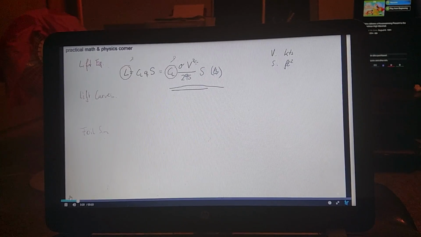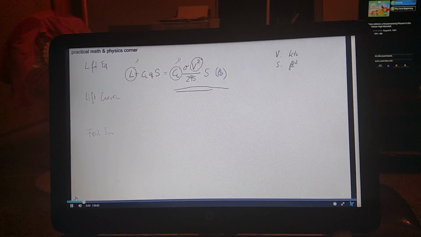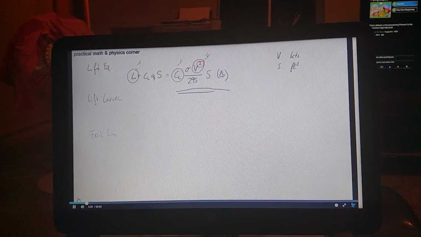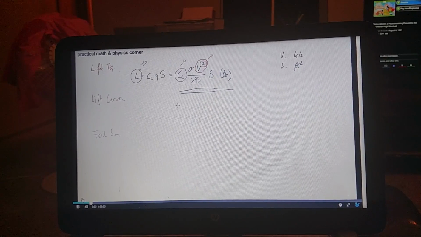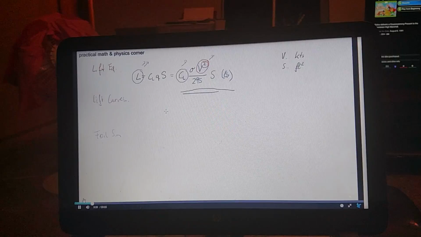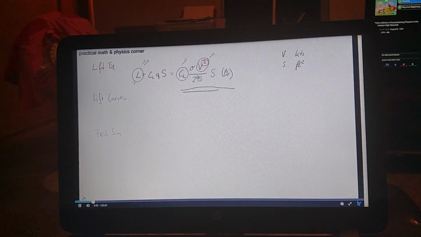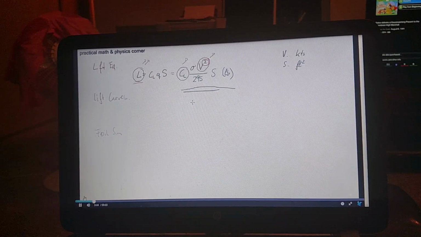It is proportionate to the square of the velocity, which basically means if velocity goes up, then lift goes up, not double, but by the square of it, to be precise. So a small change in velocity results in a big change in lift. That's the big thing to take out of here and keep in mind.